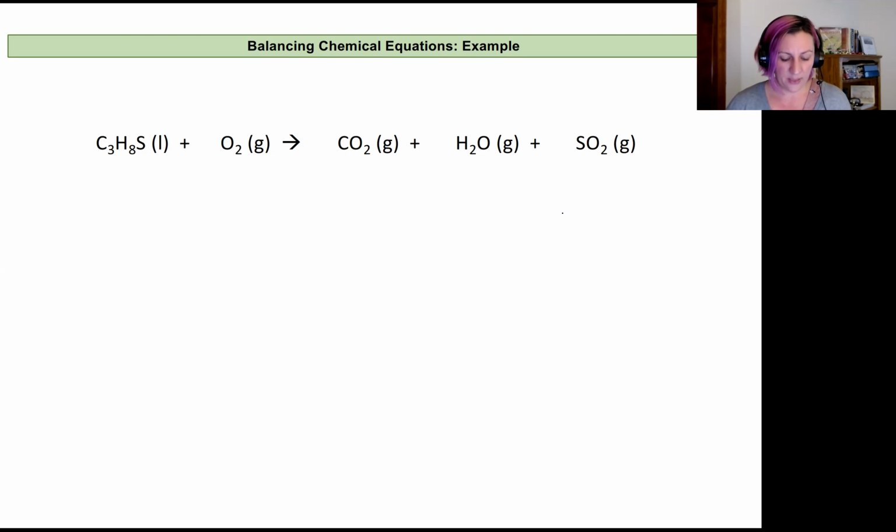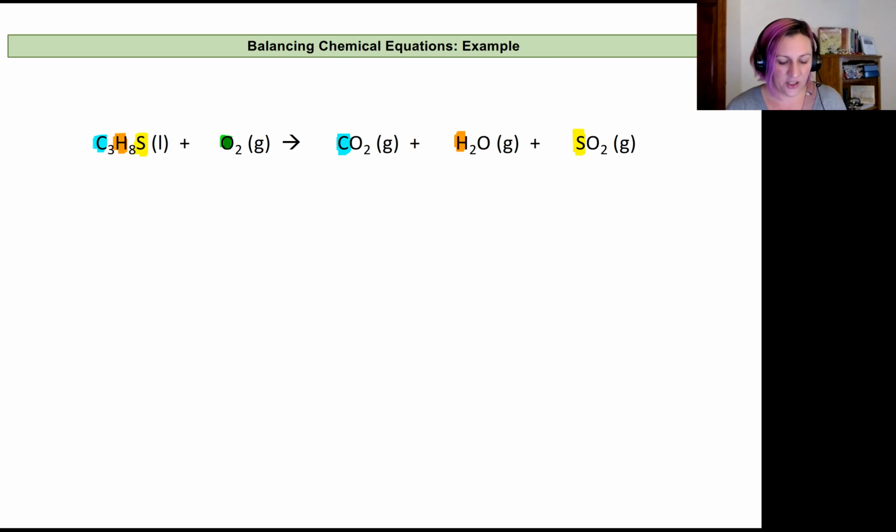And so now what I'm going to do is evaluate which are my easiest atoms to balance first. And I noticed that my carbon is in only one reactant and one product. And my hydrogen is in only one reactant and one product as well. Looking at my sulfur, it's in one reactant and one product. So those I'll be able to balance by just looking at one thing on each side of my arrow.